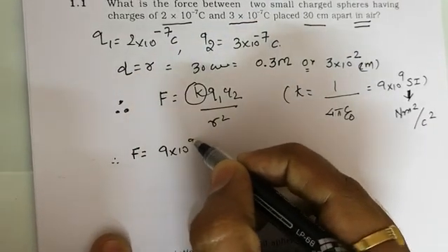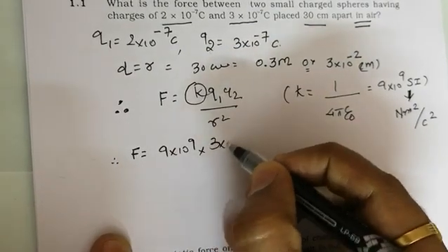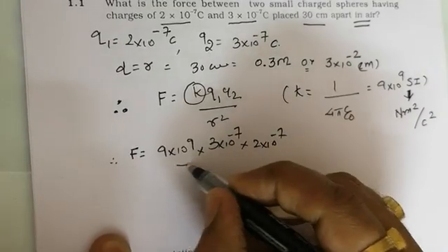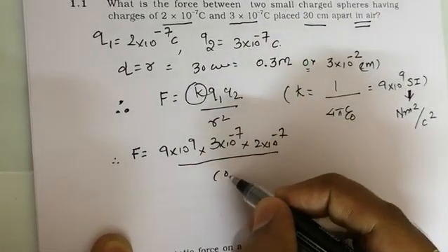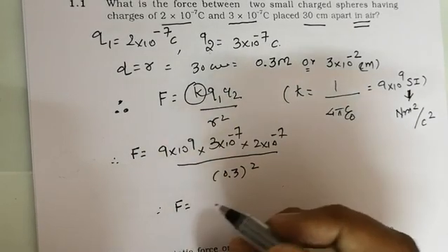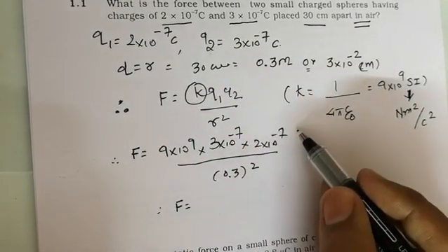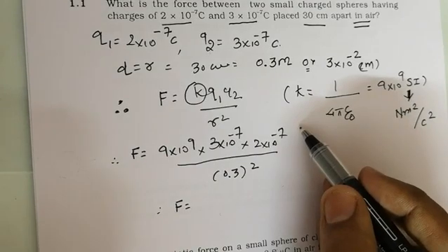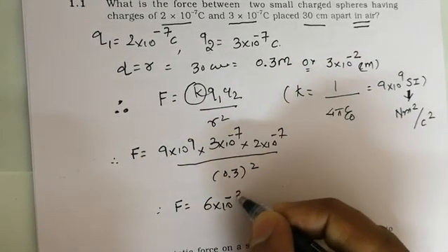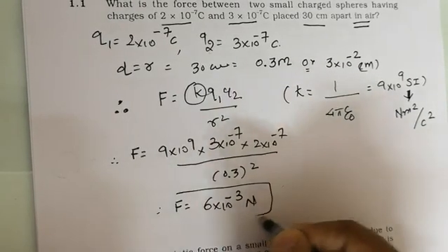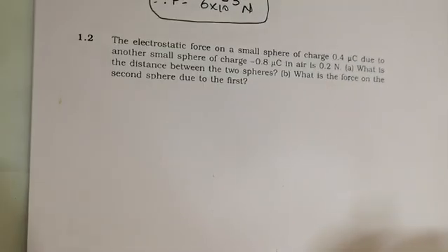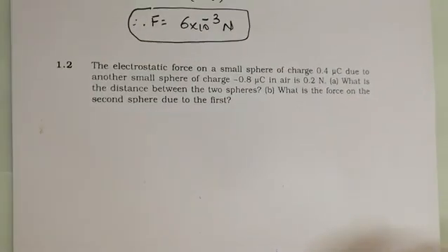So 9 cross 10 to the power 9, times 3 cross 10 to the power minus 7, times 2 cross 10 to the power minus 7, and the distance is 0.3 square. By calculation, the powers are minus 7 minus 7, that is minus 14, plus 9. So we get 6 cross 10 to the power minus 3 newtons. That's quite simple. Next is the second example.